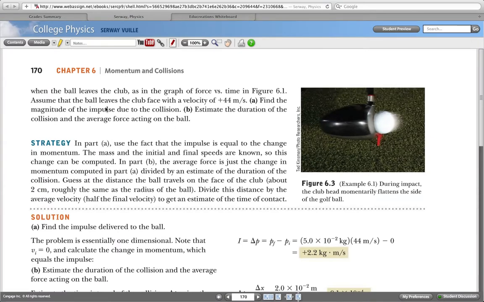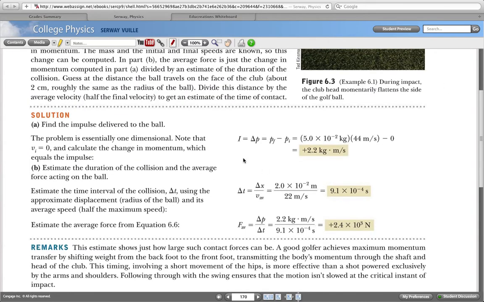what we've got here, though, is that the ball leaves the club face with a velocity of 44 meters per second. Now that's important because that's going to tell us our final momentum. Whereas our initial momentum, since the ball wasn't moving at all sitting on the tee, was 0. And so the impulse momentum theorem is quite simple. It's the impulse equals the change in momentum. Change in momentum is momentum final minus momentum initial. Now since we're in one dimension here, it's just the ball going straight forward. We're not using vectors, we're just using the magnitudes. And momentum final is going to be the 5 times 10 to the minus 2 kilograms times the 44 meters per second. The initial momentum will be 0. And our impulse is now 2.2 kilogram meters per second.